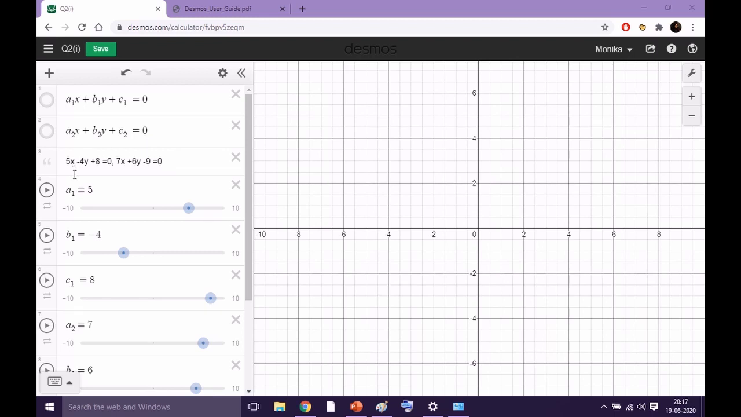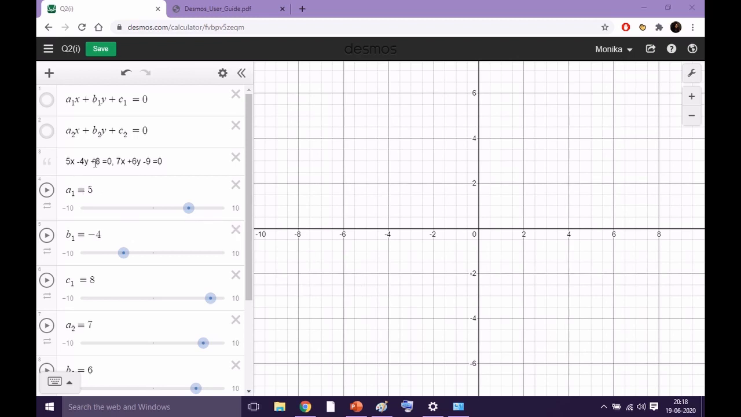And the given equations are 5x minus 4y plus 8 is equal to 0, 7x plus 6y minus 9 is equal to 0. So now here what we will do, we will write down all the values of a1, a2, b1, b2, c1 and c2. And on the basis of that, we will find out what type of lines we will get in the graph. Here you don't need to draw the graph, you just have to compare the ratios and find out what type of lines will exist in the graph. But I will show you why we are saying so.